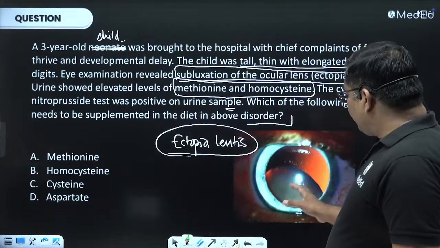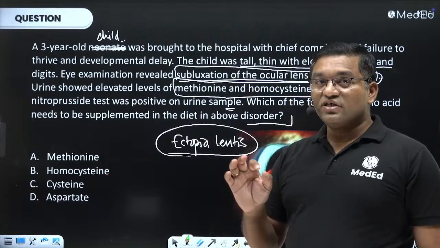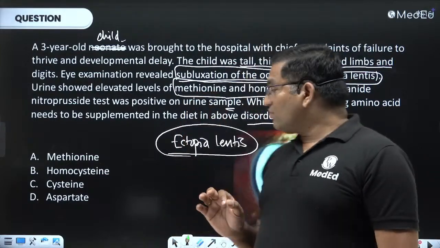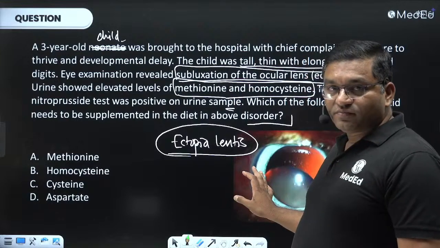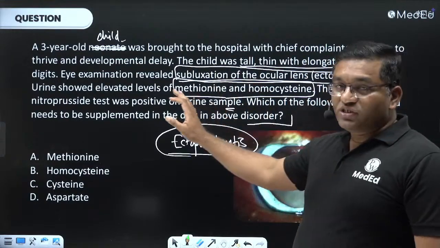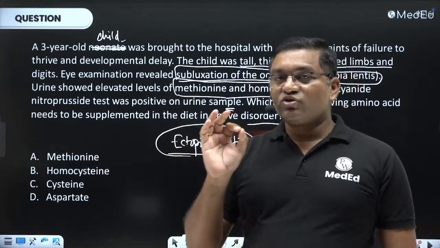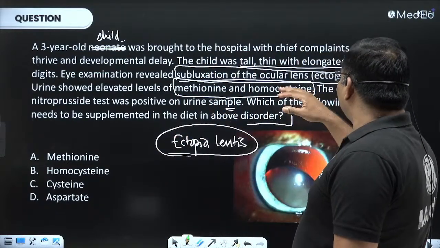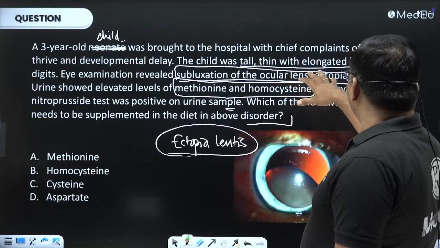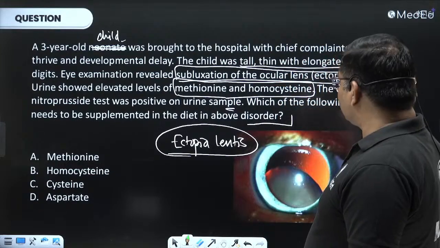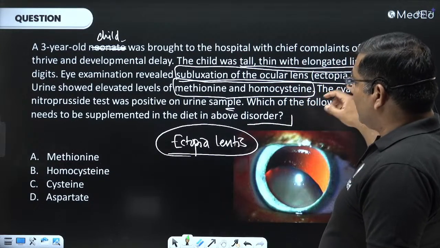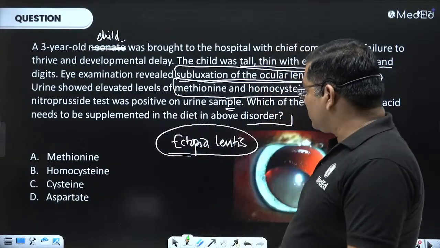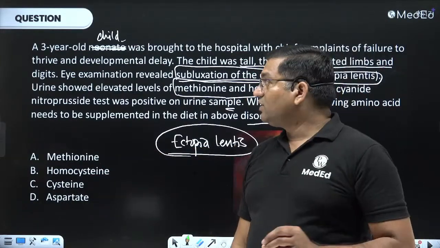Homocystinuria: inferonasal subluxation of the lens. Elevated homocysteine level gives a positive cyanide nitroprusside test. There is tall, thin stature with elongated limbs and digits, and there is elevated methionine and homocysteine level. So cysteine has to be supplemented in the diet.